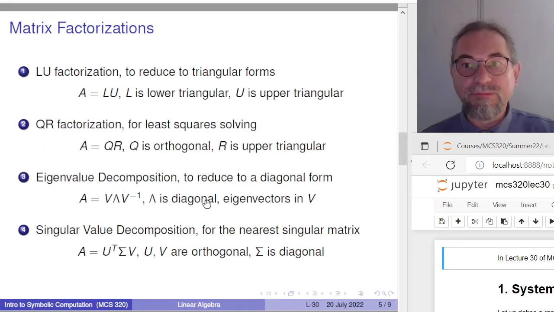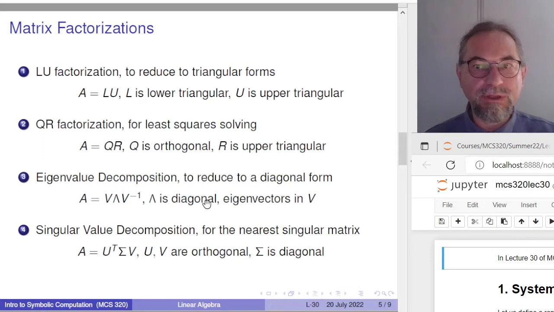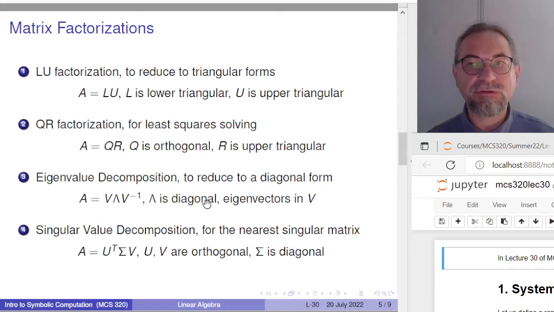Okay, so how the solving works. We apply some factorizations. So here are four of the most important factorizations. Within symbolic computation, we can interpret these factorizations as bringing the matrix into a simpler form or a normal form. There are four different types of normal forms. Well, two main types with four factorizations.